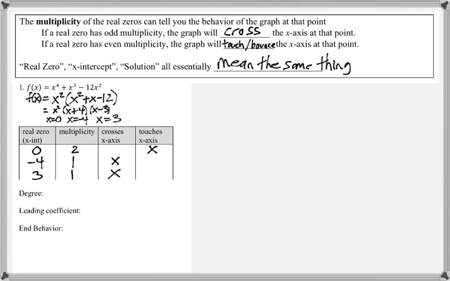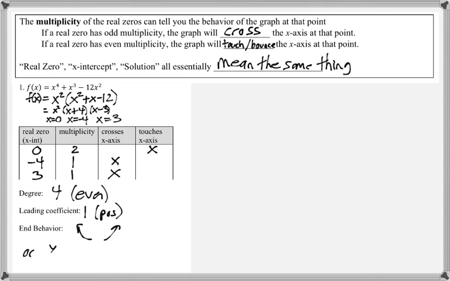The degree of this polynomial, if we look back at the equation, is 4. And that's even. The leading coefficient is 1, and that is positive. So my end behavior is going to be going up and going up. So up as I go to the left and up as I go to the right.